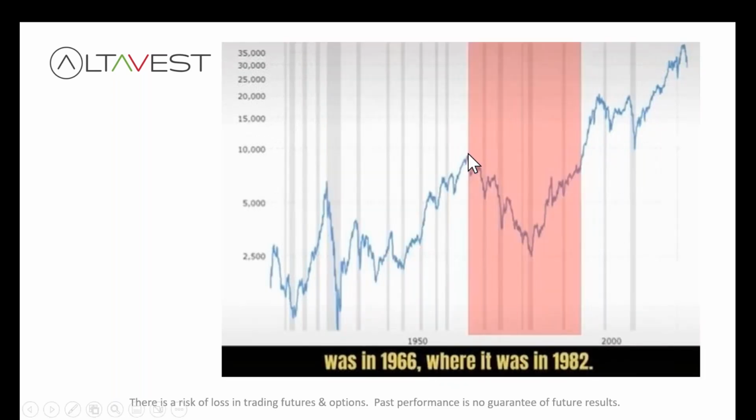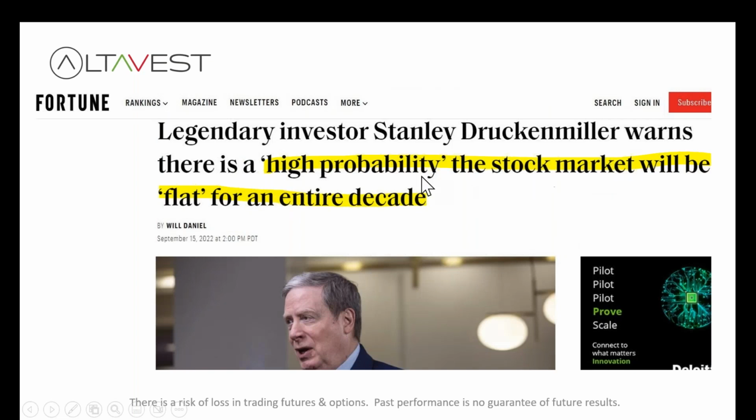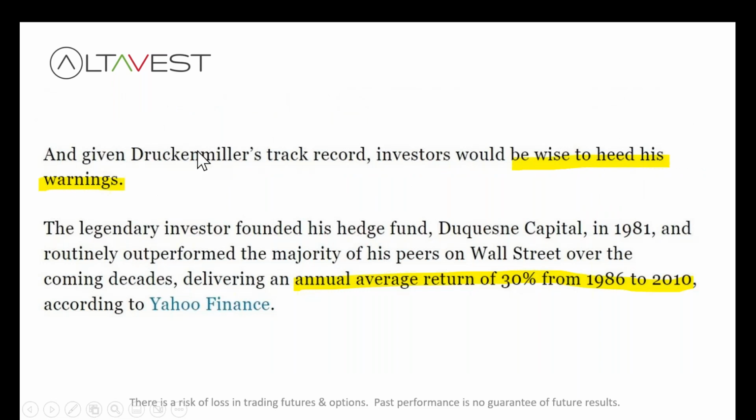Here in 1966, if you bought stocks, you had to wait till 1982 to get back to even. So you want to avoid these drawdowns. If you're down 50%, you have to make 100% return to get back to even. Stanley Druckenmiller says there's a high probability the stock market could be flat for an entire decade, and it'd be wise to heed his warnings.